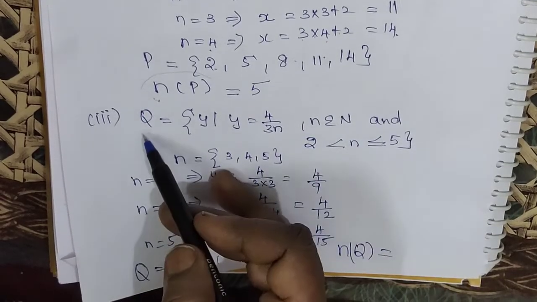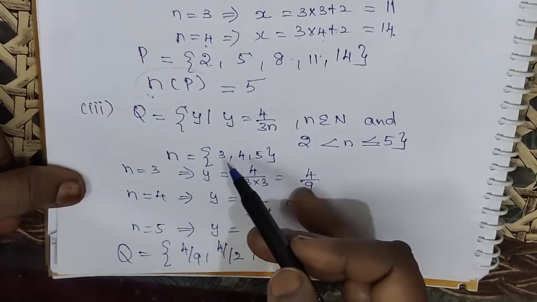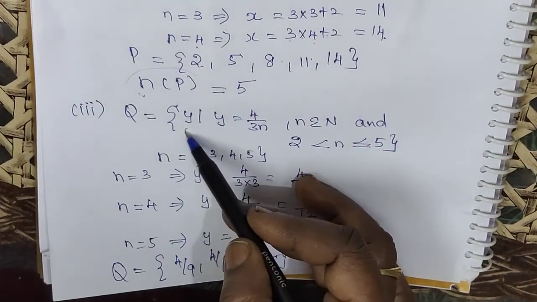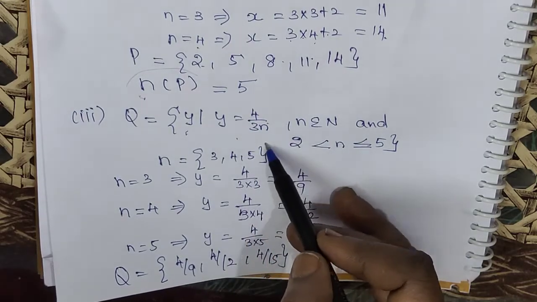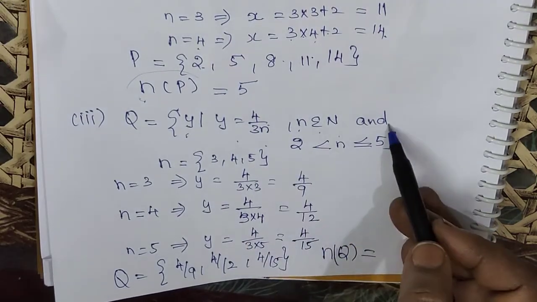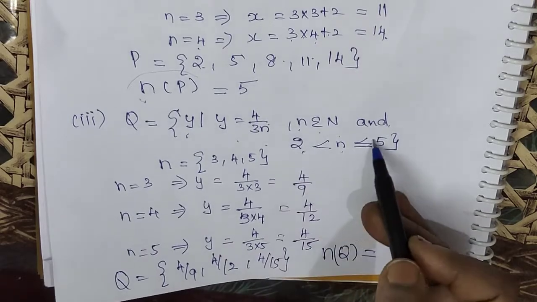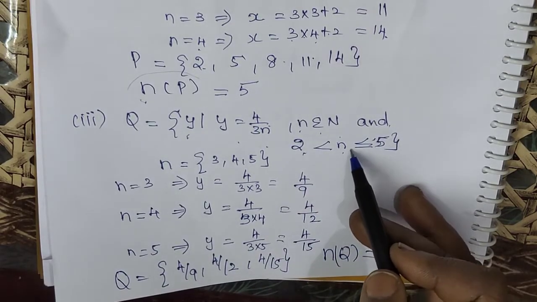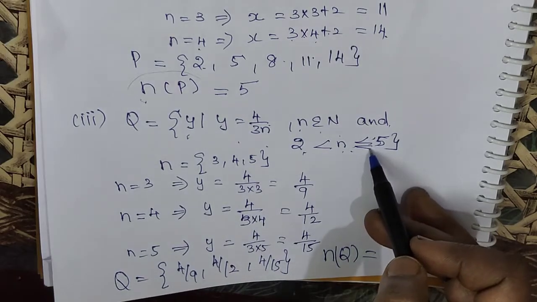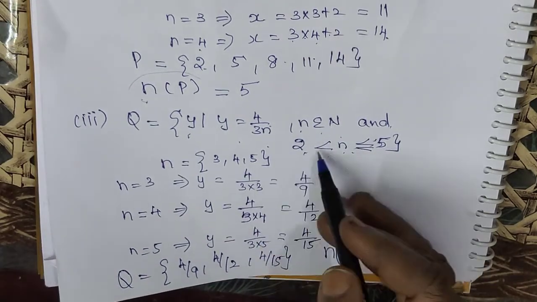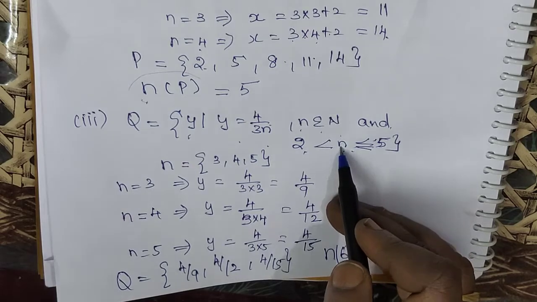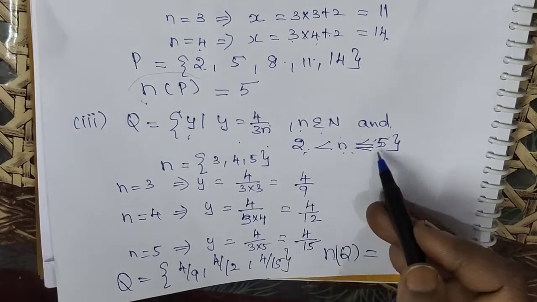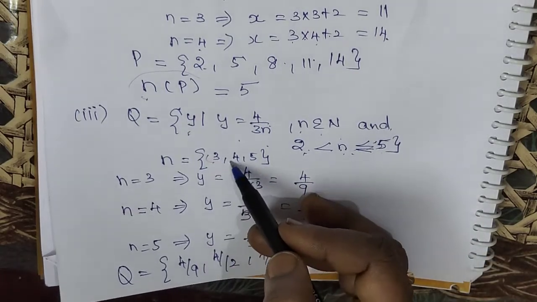Now third question, Q equal to the set of all y such that y equals 4 by 3n, n belongs to N and n is greater than 1, less than or equal to 5. So the value 5 is also included since equal to is there. So n belongs to N means there is a restriction for the value of n, greater than 1, less than or equal to 5. So 2, 3, 4, 5.